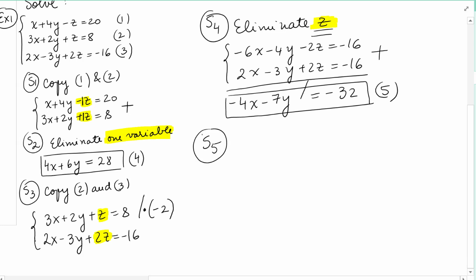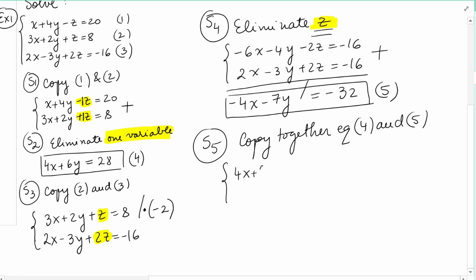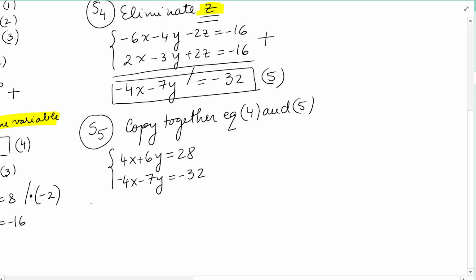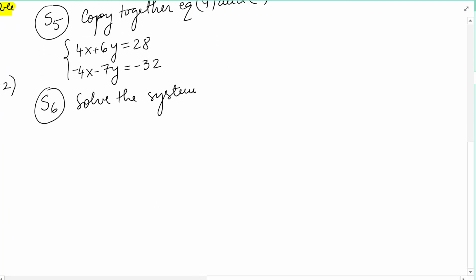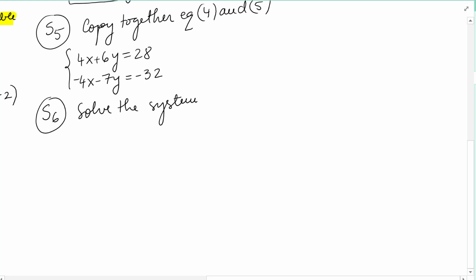Step 5, copy together equation 4 and 5. So I'm going to copy equation 4, 4x plus 6y equals 28. And 5, -4x minus 7y equals -32. And what did we get? Well, we got a system of two equations with two variables. So we can say step 6, solve the system. So we can solve the system using addition or elimination. We can do substitution and so on.